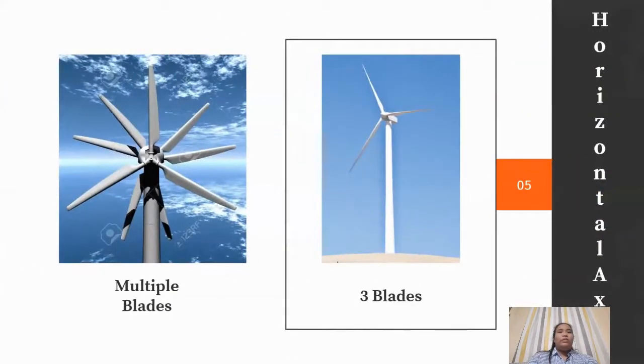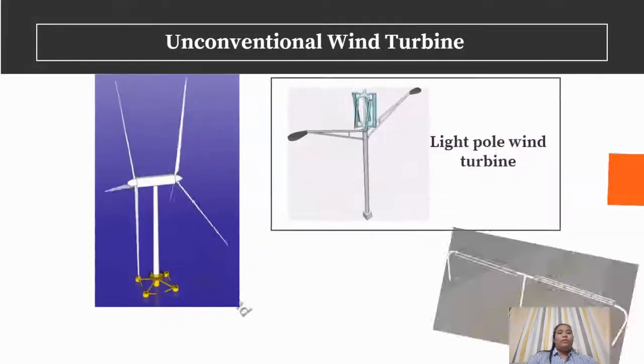The next one is the horizontal axis. Horizontal axis has one permanent structure but differs in the number of blades. Like in the picture, one has 3 blades and the other one has multiple blades. However, it typically has a 3-blade propeller that catches the wind face on. The last type of turbine is the unconventional wind turbine.